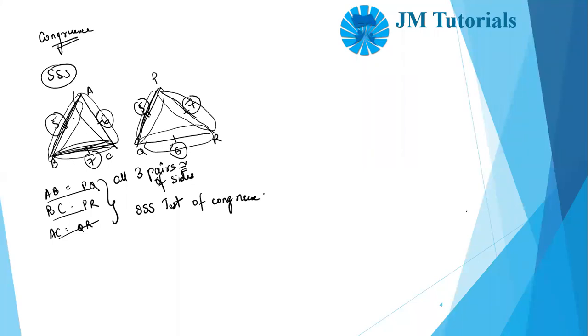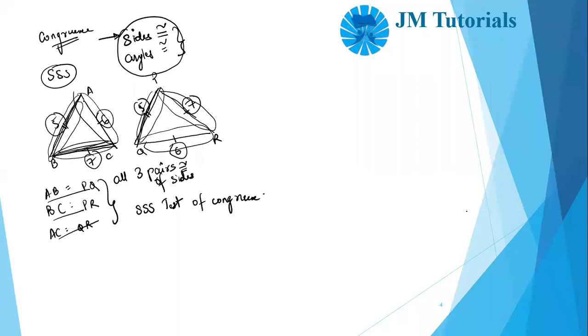Now, what can I say about the angles? Will the angles also be congruent? Yes. In congruence, the sides are congruent and the angles are also congruent. In similarity, I'll tell you what happens. For now, remember, in congruence the sides are congruent and the angles are also congruent. So the sides we have found congruent. Now, what about the angles?